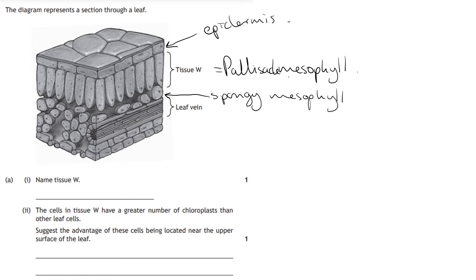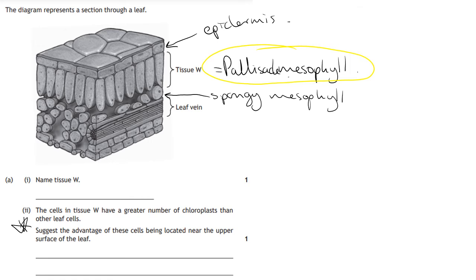So tissue W, the palisade mesophyll cells. Okay. Next question. The cells in tissue W have a greater number of chloroplasts than the other cells, right? Suggest the advantage of these cells being located near the upper leaf, right?